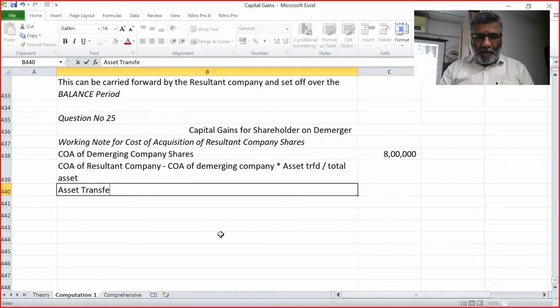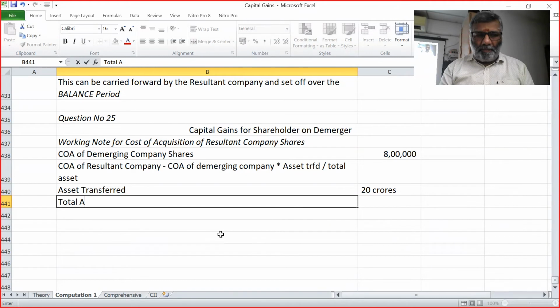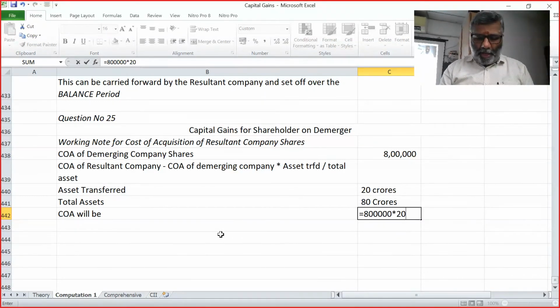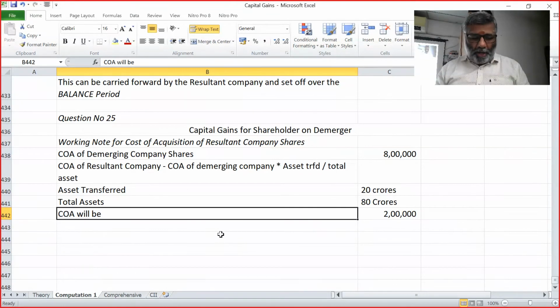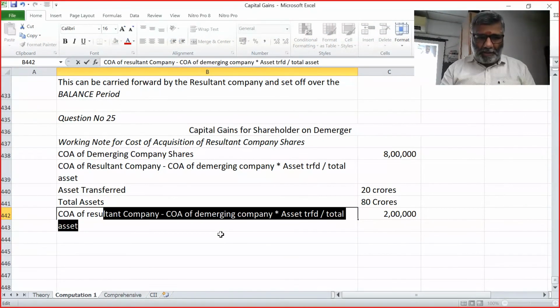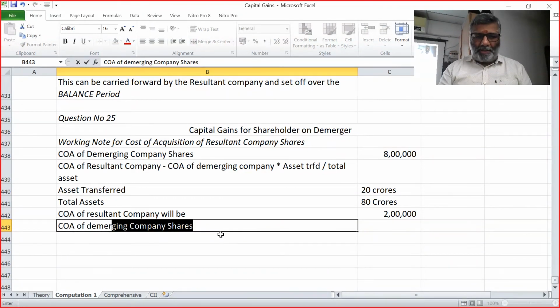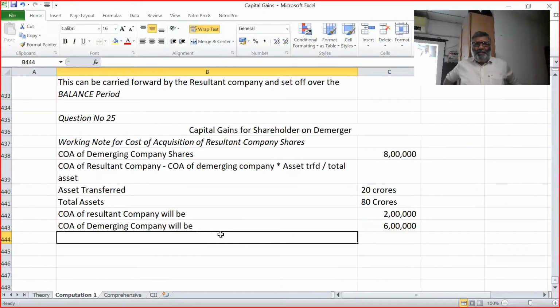What is the asset transferred to the resultant company? In the first paragraph, you have it: 20 crores. Total assets 80 crores. So COA of resultant company will be 8 lakhs into 20 by 80, which is 2 lakhs. COA of demerging company will be 8 lakhs minus 2 lakhs, original purchase minus whatever is allocable. Is this clear?